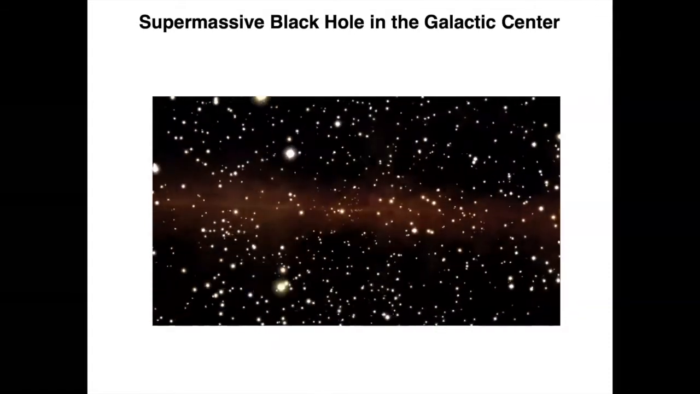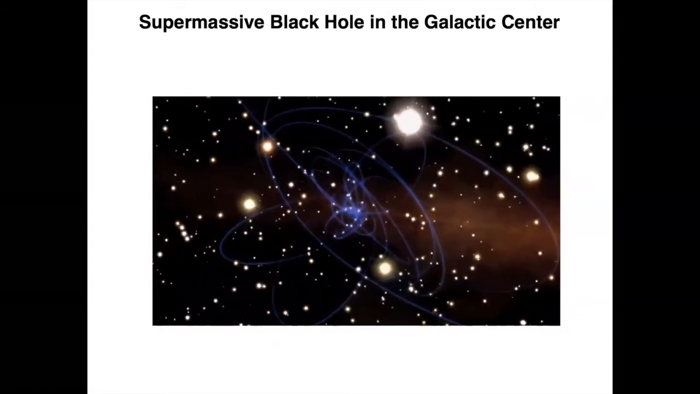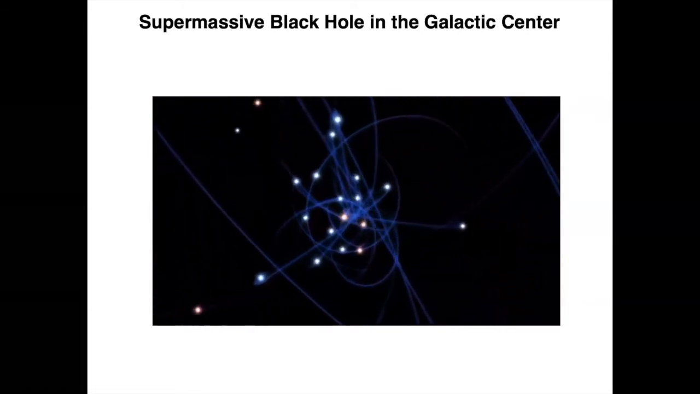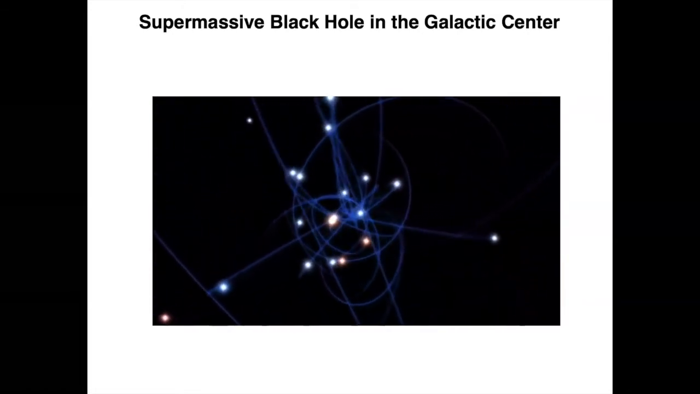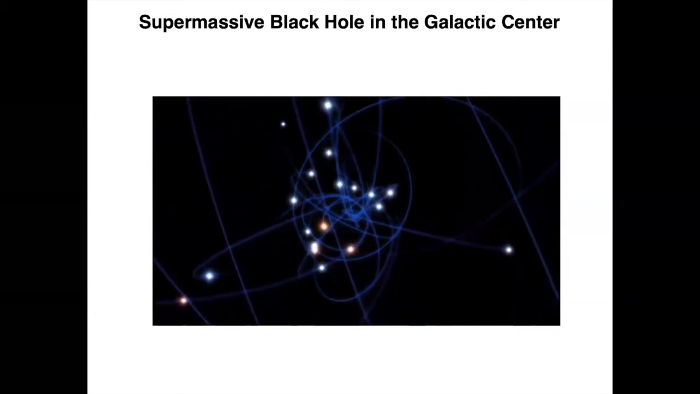Now, at the center of our galaxy, there is a strong radio source called Sagittarius A. The total region of radio emission is about 50 parsecs across. The spectrum of the radio emission indicates that it is synchrotron emission produced by relativistic electrons accelerated by a magnetic field.